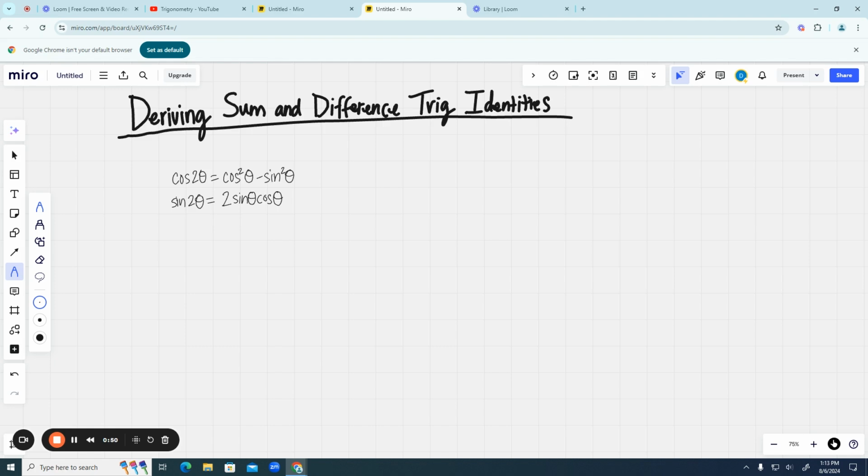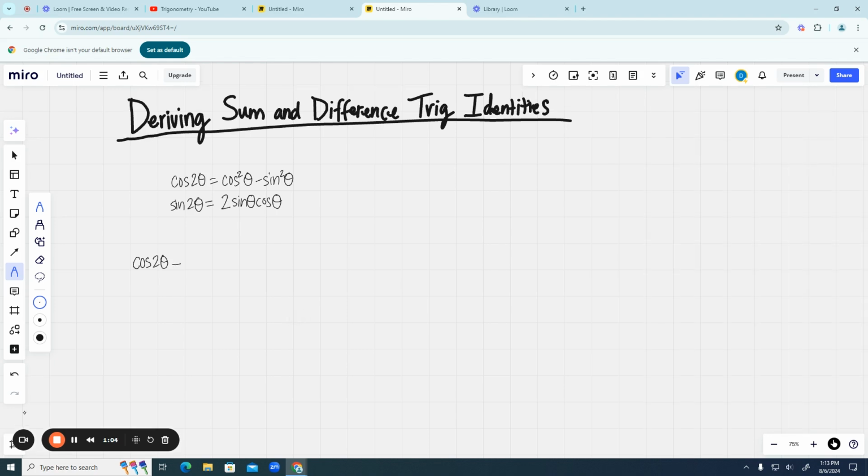So I'll start with the cosine 2 theta. And we are going to figure out our sum and difference identities for cosine. So I can rewrite cosine 2 theta as this. Right? That's equal to that. And then this identity is representing two different angles, so I'm going to write it like this now. You can exchange theta and theta with A and B.